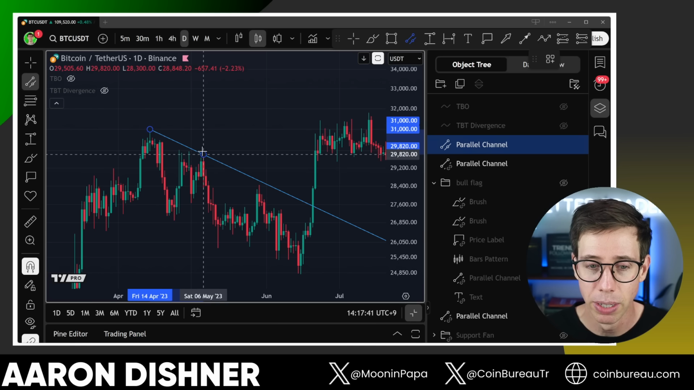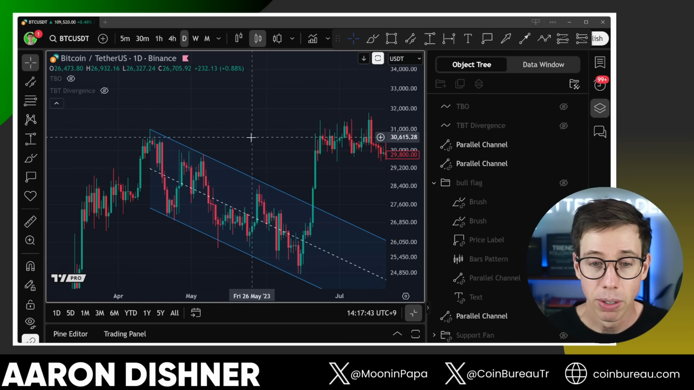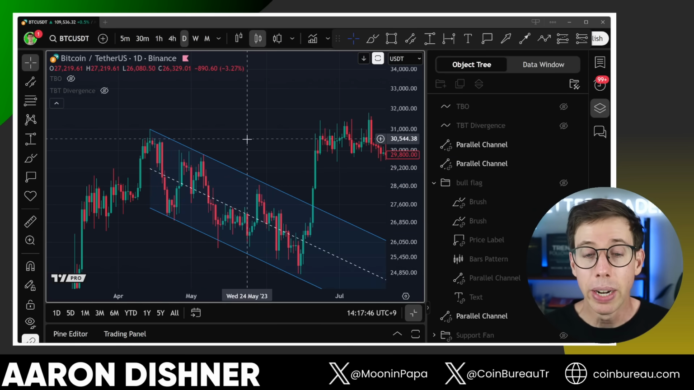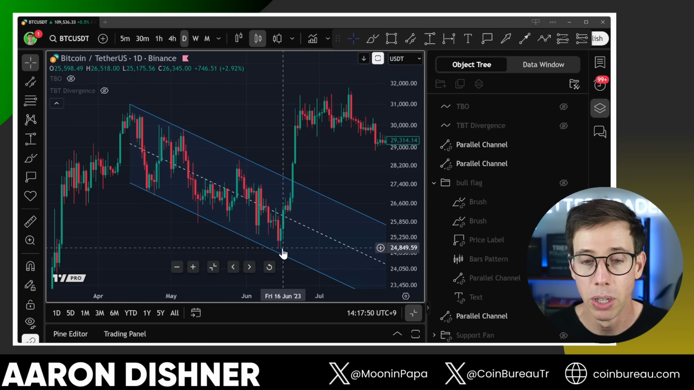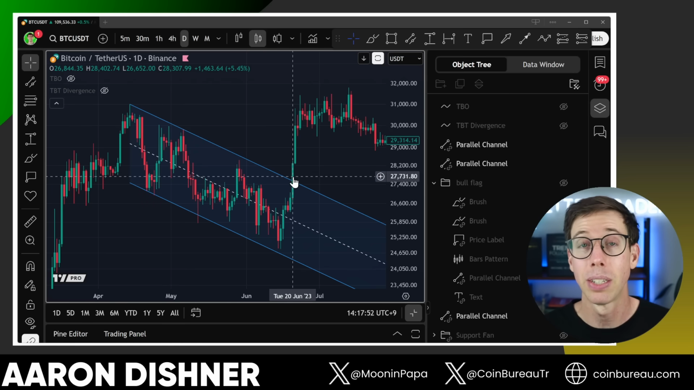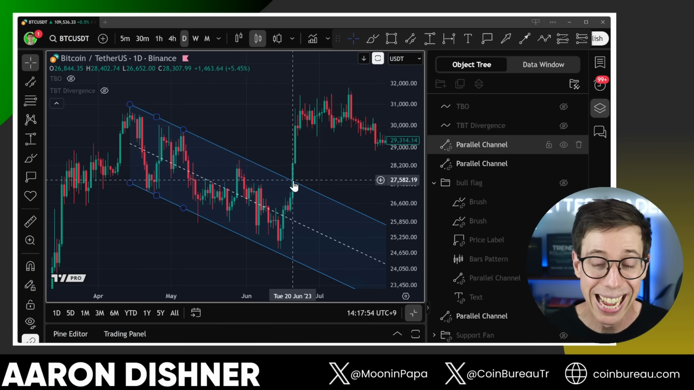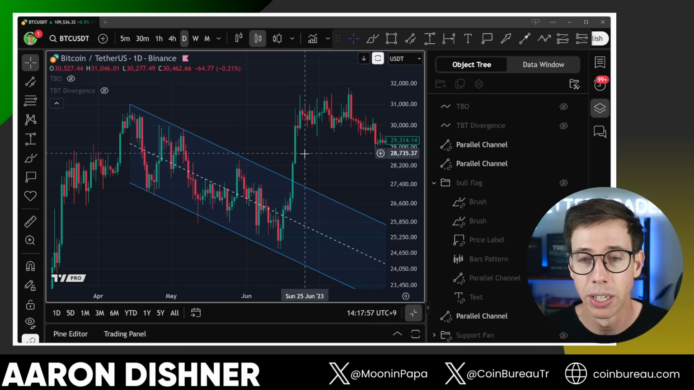So here we go. We have resistance and we have support. This is essentially a bull flag. This is kind of where we are right now. Notice the price is making lower highs and lower lows, lower highs, lower lows until finally pop. And this one actually doesn't go back to test or bounce off of resistance. And it just keeps going.